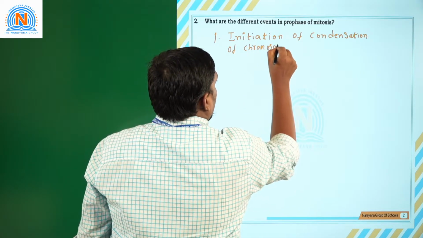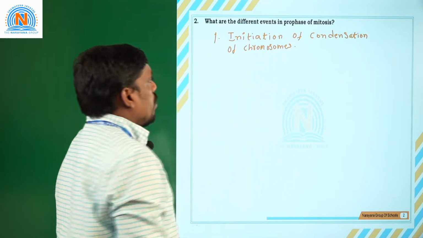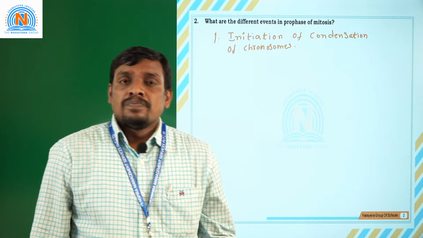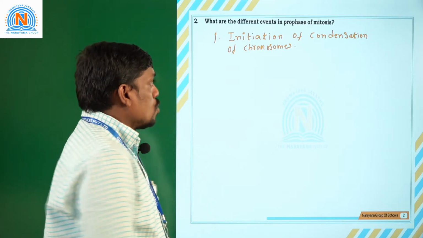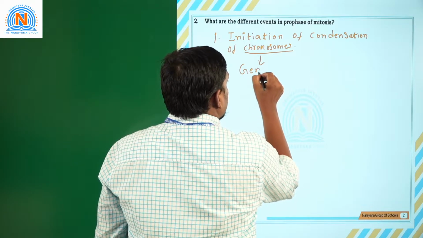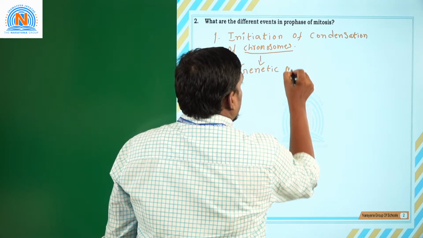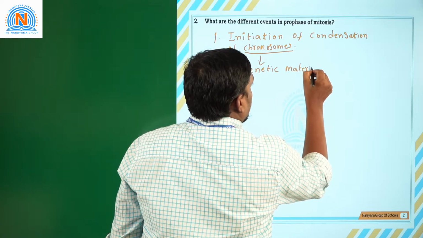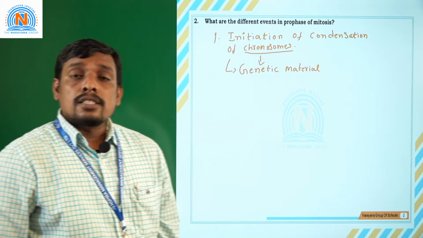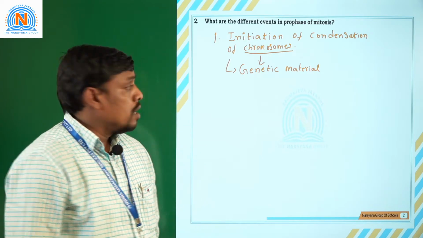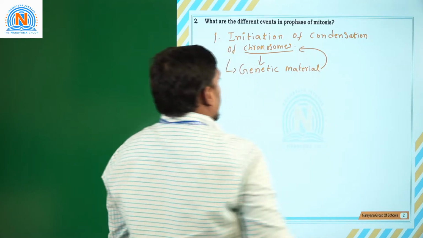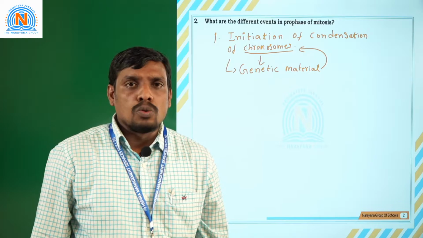So when there is a condensation process, finally it leads to formation of chromosomes. That is the first stage, the first event we have seen in the prophase. So how are these chromosomes formed? These chromosomes are formed from a solid substance seen in the nucleus called genetic material. So what I am trying to say is, the condensation process takes place in a separate solid substance called genetic material. When this genetic material undergoes condensation, it leads to formation of fiber-like structures called chromosomes.